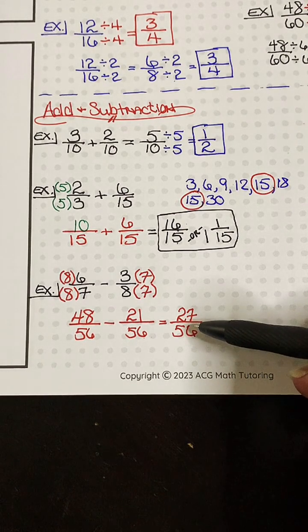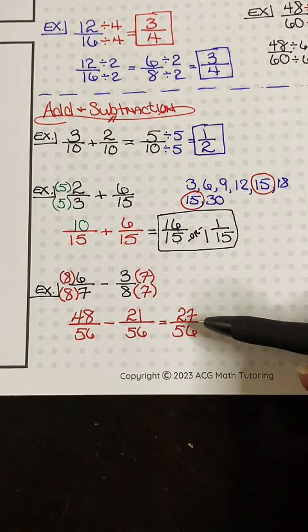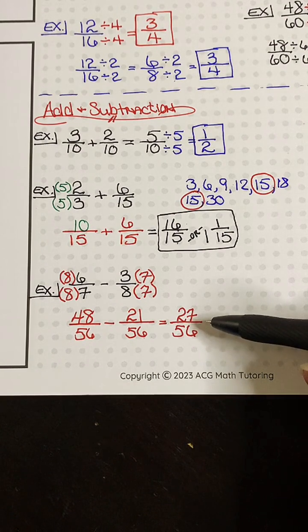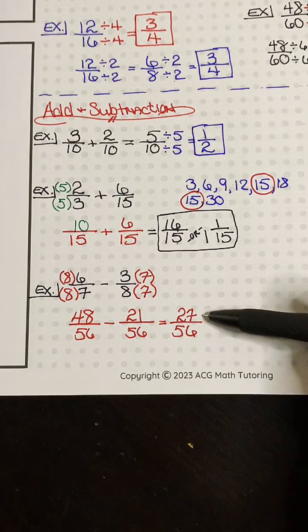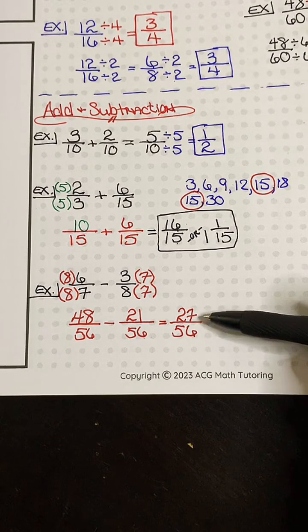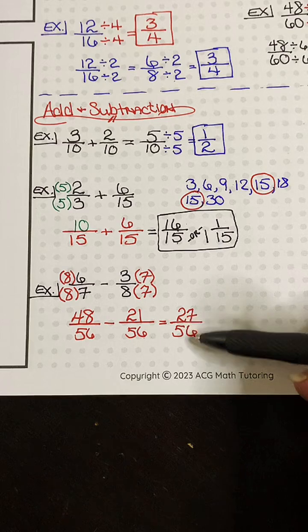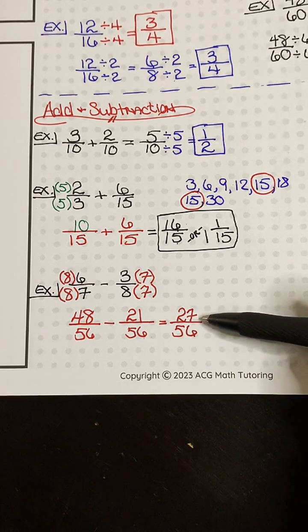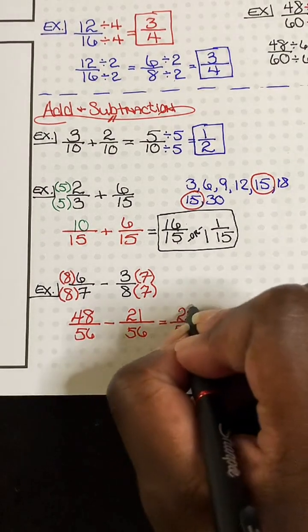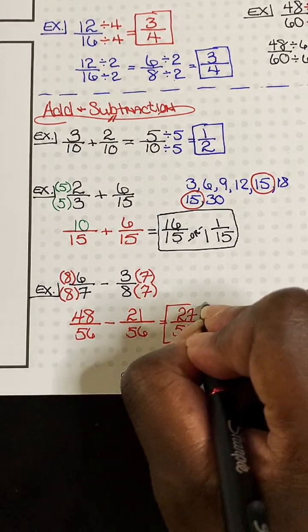Jade, okay. So it can't be 2 and 2 doesn't go into 27. Not possible. So it can't be broken down. Plus, it's not an improper fraction. It's a proper fraction. So this is our answer.